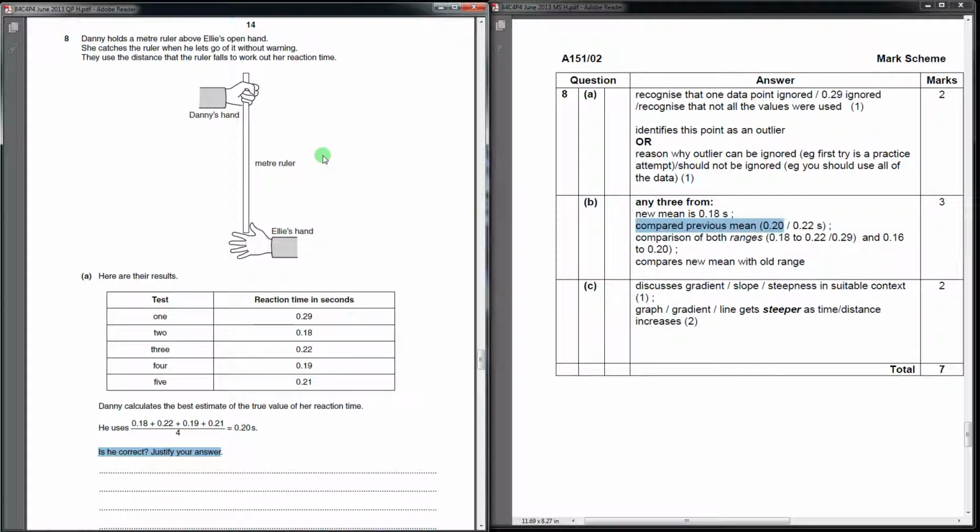Okay, so question 8 is about measuring reaction time. Danny holds a meter ruler above Ellie's open hand. She catches the ruler when he lets go of it without warning. They use the distance the ruler falls to work out her reaction time.